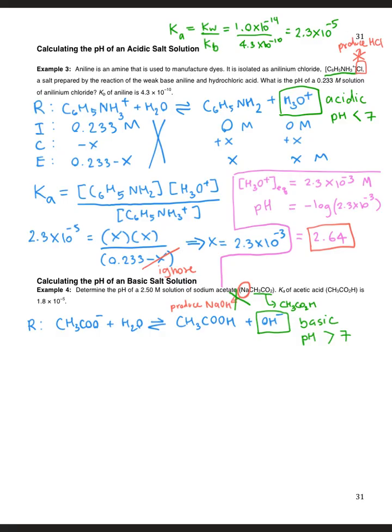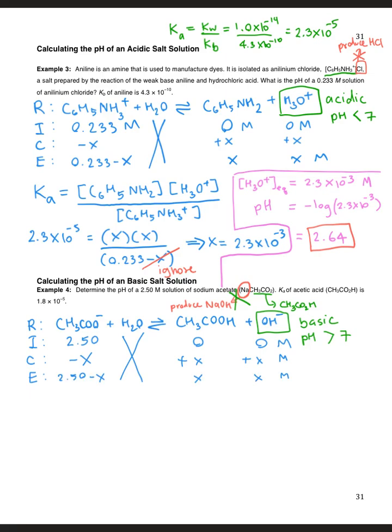Next, let's set up the rest of the RICE table. The initial concentration of the acetate would be 2.5 molar, and we will ignore water, and the concentration of acetic acid and hydroxide ions at the beginning would be 0 molar. The change, since they all are in a 1:1:1 ratio, would be negative x for the acetate, and plus x and plus x for the products. And equilibrium would be the sum of initial and change.